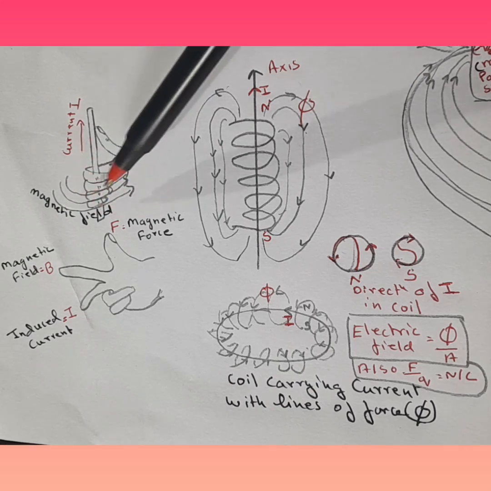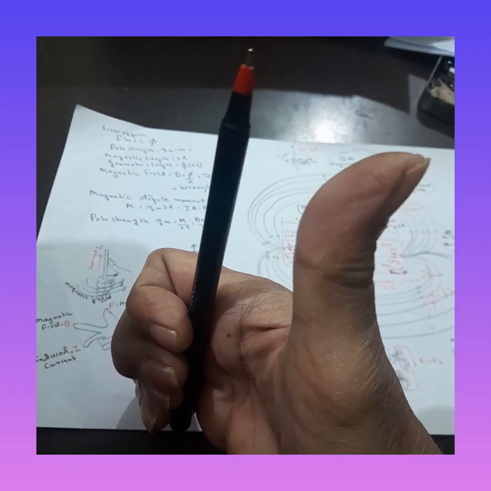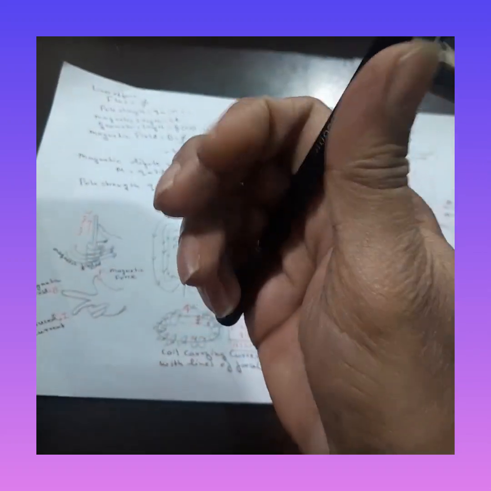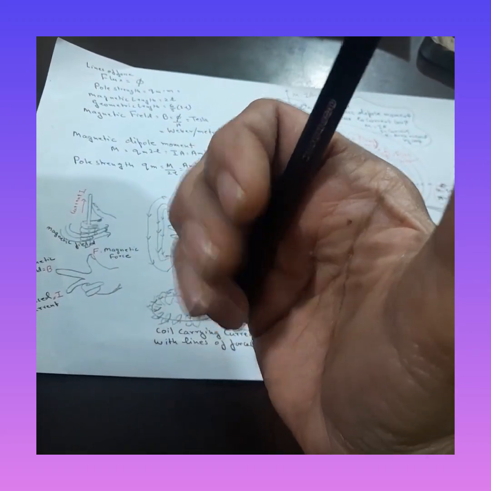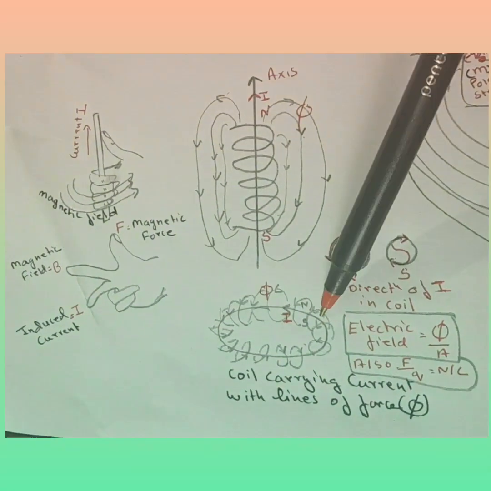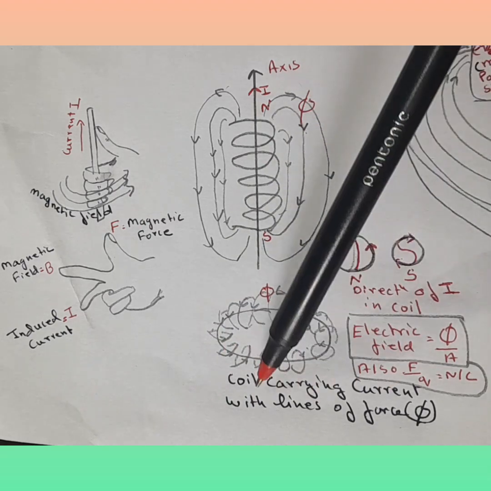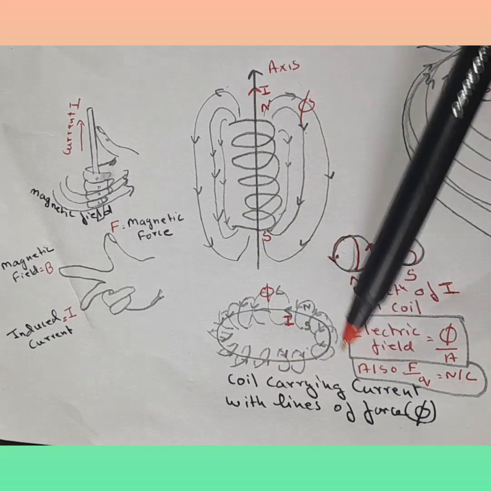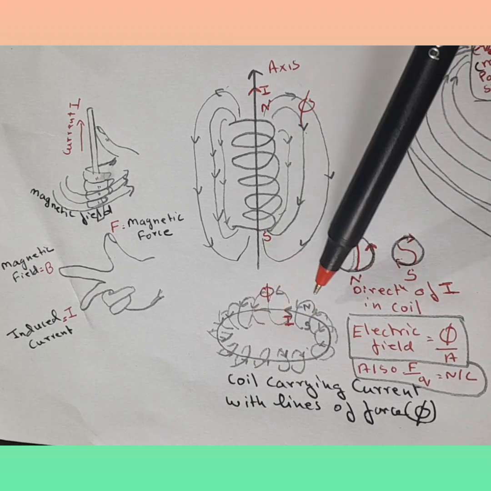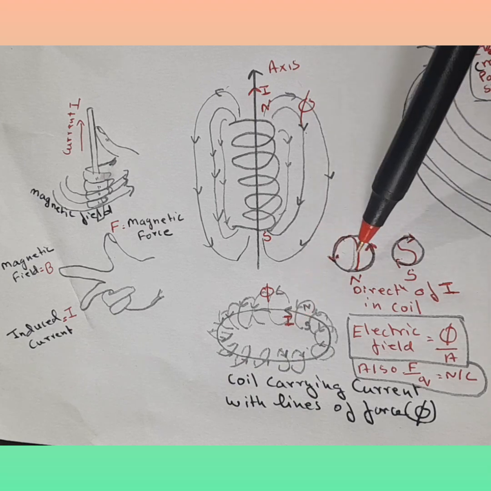So this would be the lines of force. If you are holding a coil carrying current in your hand, and if this is the direction of current, then this is what the lines of force are, round the coil. Now similarly, if I come out over here, there's a coil carrying current, and the lines of force would be like this.